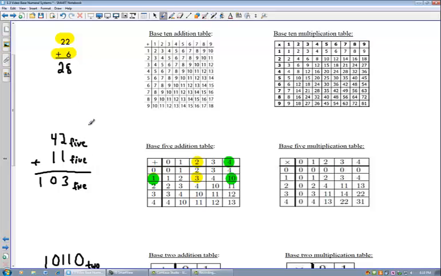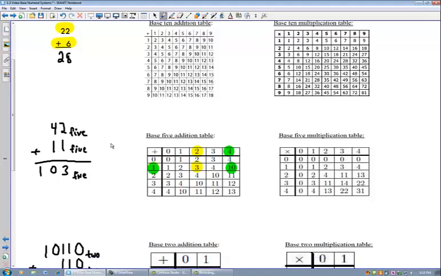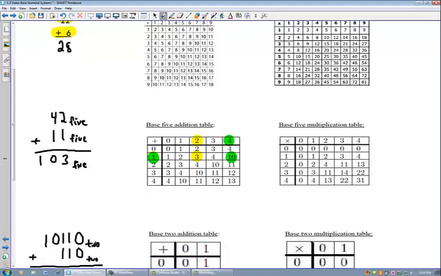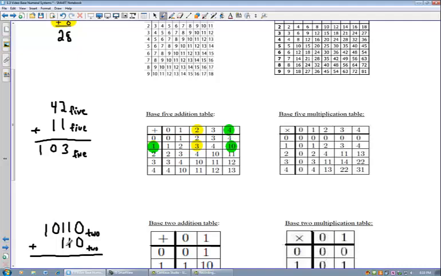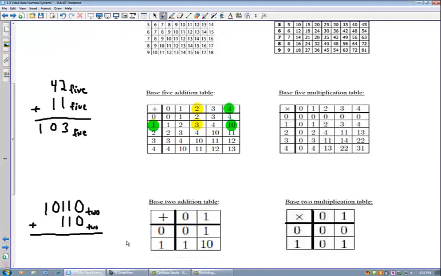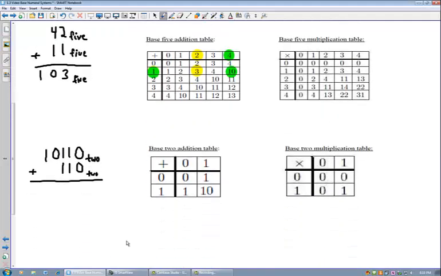Now we're going to do the same thing in base 2, and I already gave you the numbers in base 2. So 22 looks like this, whereas 6 looks like that in base 2. And we'll add in base 2. We only need the base 2 addition table to do this. You add 0 and 0, and just like in base 10, you get back 0. If you add 1 and 1, well, you can look at the table here. If you take 1 plus 1, you get back 10.